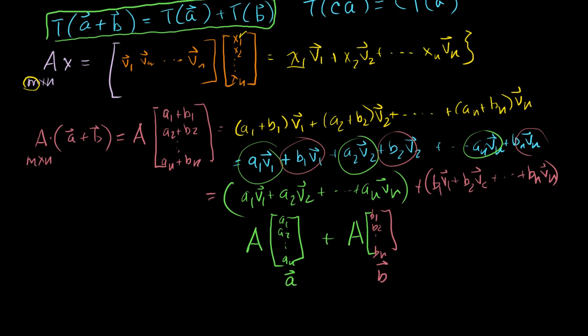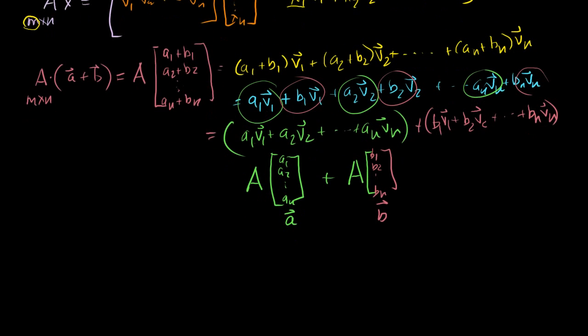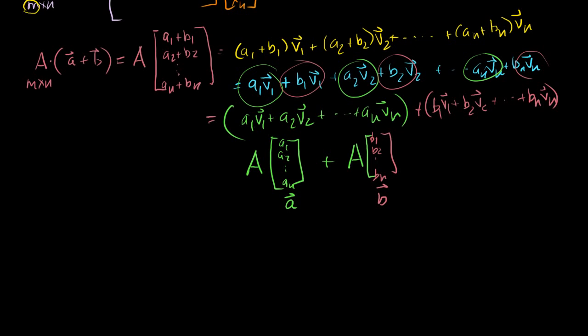And then what about the second condition? And this one's even more straightforward to understand. If I were to write the matrix capital A times the vector c times lowercase a, so I'm multiplying my vector by a scalar first, I can write my big matrix A. I've already labeled its columns: v1, v2, all the way to vn. That's my matrix A. And then what does cA look like?